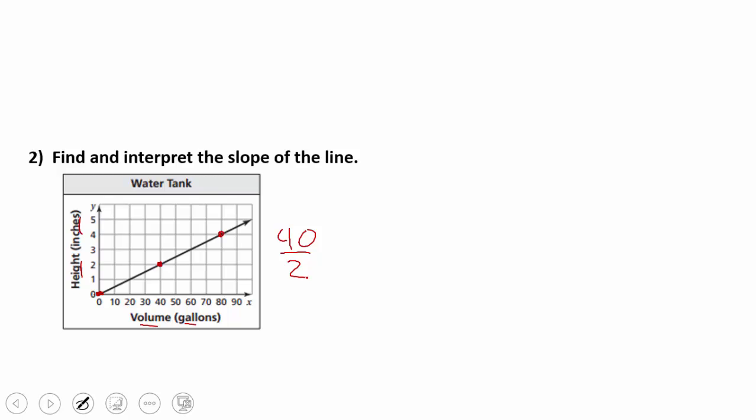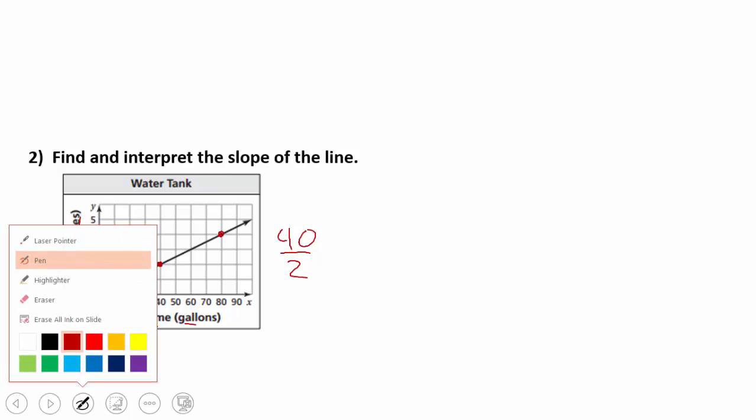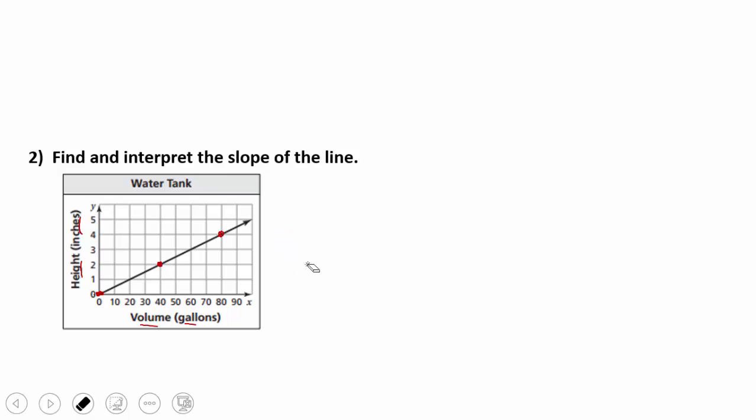Oh, excuse me. Wrote it wrong. I wrote the x over the y. Remember, it's change in y over the change in x. And if I go across and go down, that's 2 over 40. So 2 inches for every 40 gallons. Okay, I could simplify that to 1 over 20.